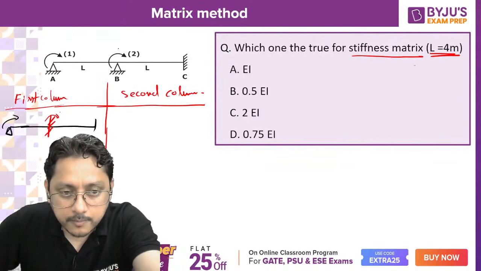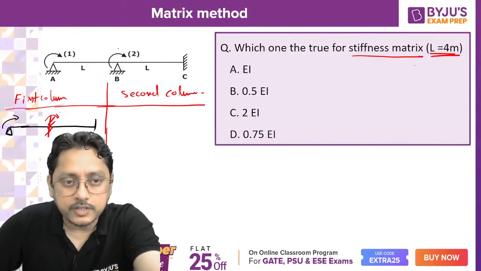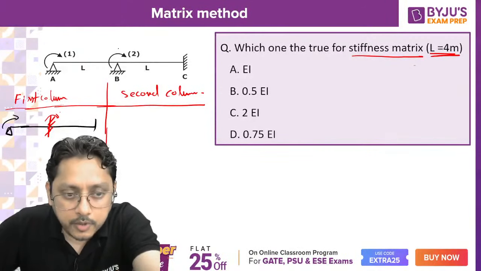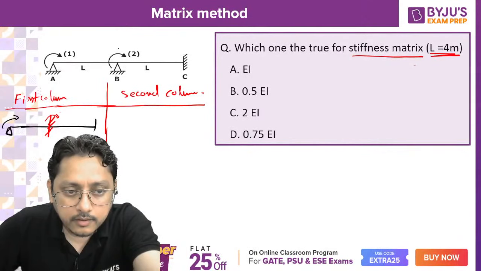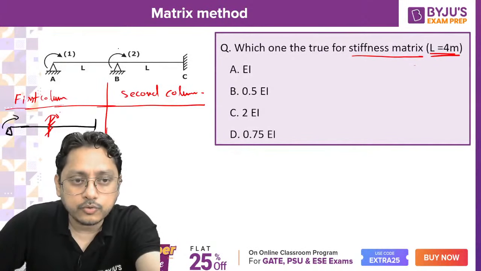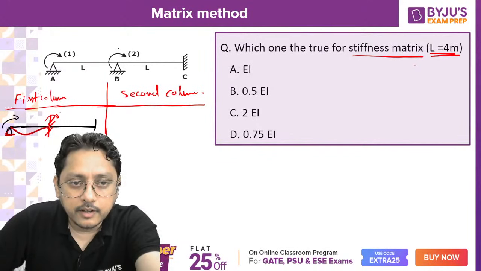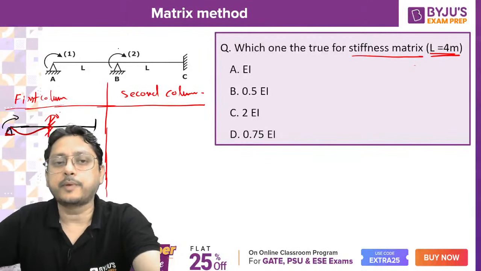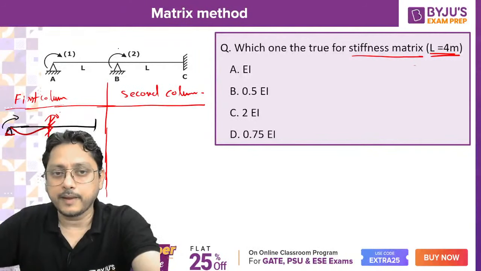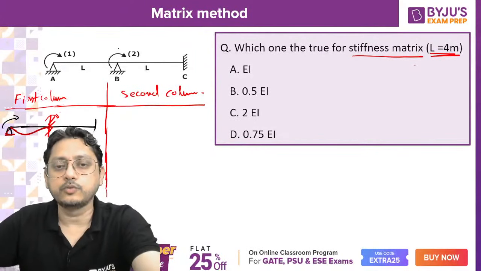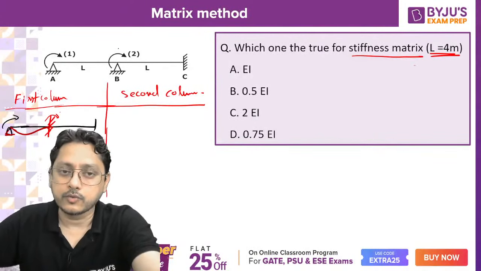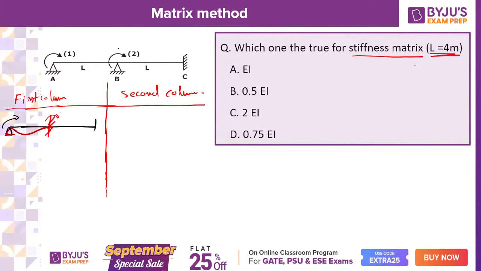If you are producing a unit rotation at this location, what will be the force which is going to generate in the coordinates? Now this will become like a propped cantilever, isn't it? Now what is the force which is going to generate in coordinate direction 1 and coordinate direction 2? This is your coordinate 1 and this is your coordinate 2.